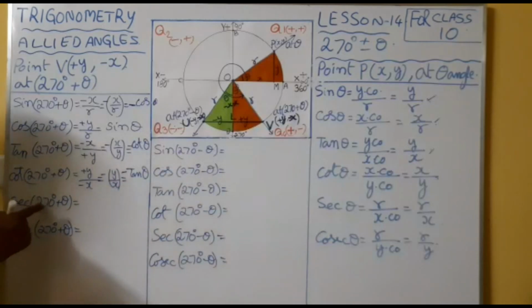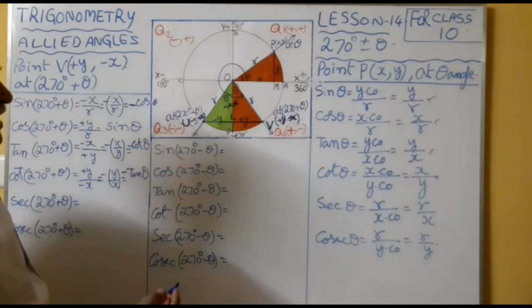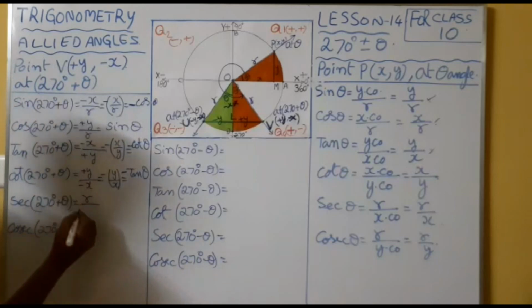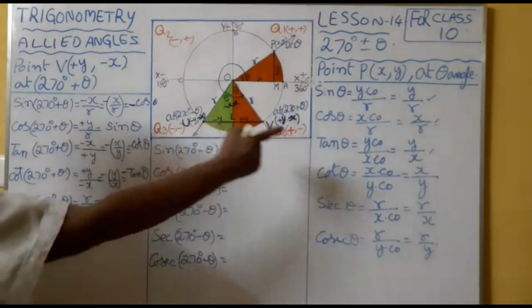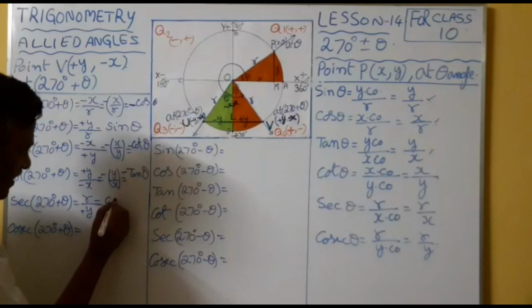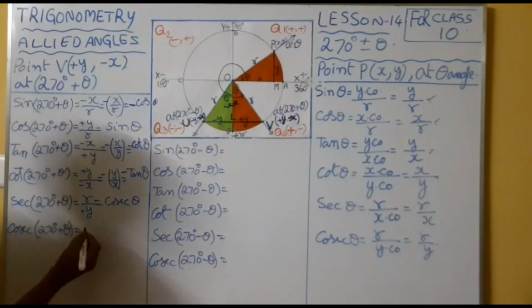Now, sec of 270 degrees plus theta. Sec definition is r by x coordinate. R is positive, x coordinate is plus y. R by y. R by y is cosec theta. Therefore, cosec theta.